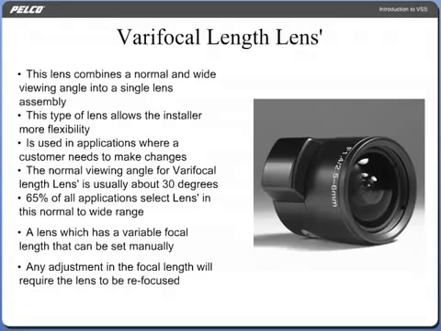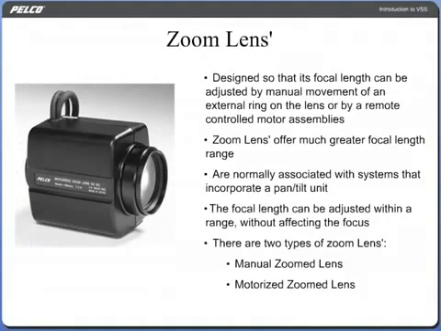A varifocal length lens is a lens which has a variable focal length that can be set manually, and any adjustment in the focal length will require the lens to be refocused. A zoom lens is designed so that manual movement of an external ring on the lens can adjust its focal length, or by a remote-controlled motor assemblies. Unlike the varifocal length lenses, zoom lenses offer much greater focal length range.